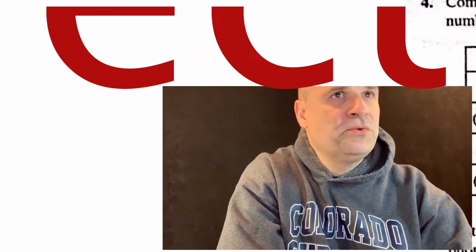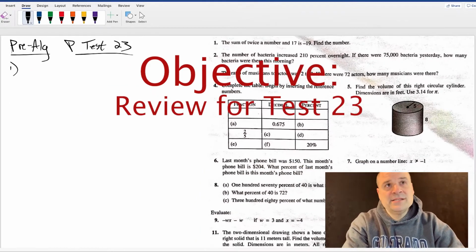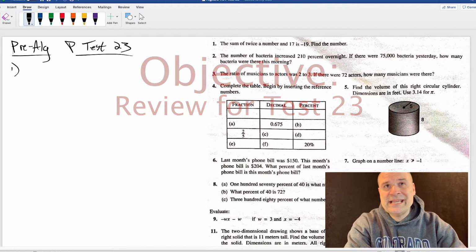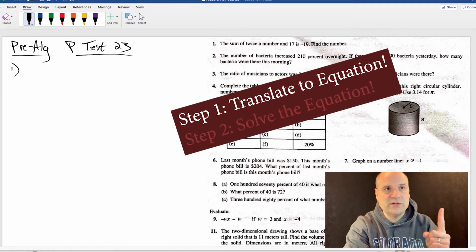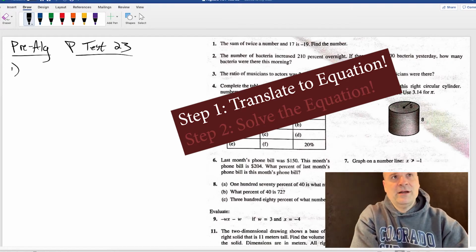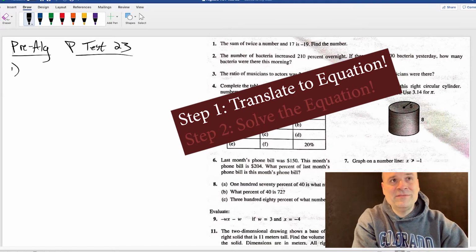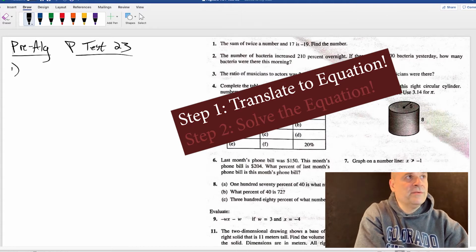Practice test 23, number 1. It says the sum of twice a number and 17 is negative 19. Find the number. You're going to get 2 points for this. The first thing, I want you to translate this into algebraic language. What does the sum of mean? That means an addition problem.